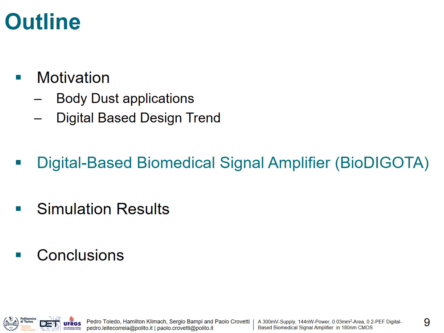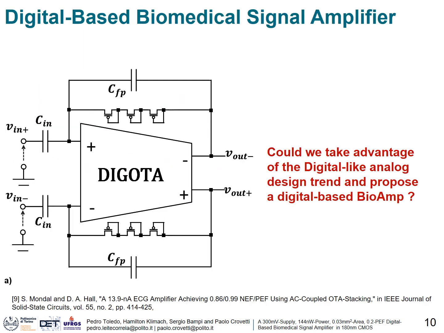Digital-based biomedical signal amplifier, BioDIGOTA. This schematic shows a simple implementation of a capacitively coupled instrumentation amplifier (CCIA), which is a mandatory building block within the analog front-end interface, as I showed in the previous slide, where a low-noise, fully differential digital biosignal Operational Transconductance Amplifier (BioDIGOTA) is used as the main building block. The implementation of this BioDIGOTA and its system simulation performance are the main results of this work.